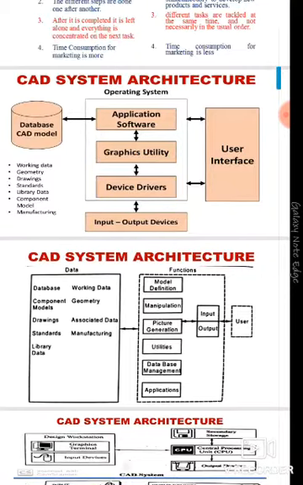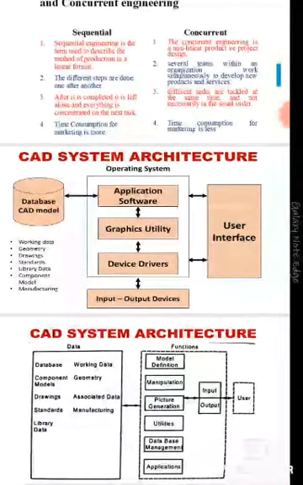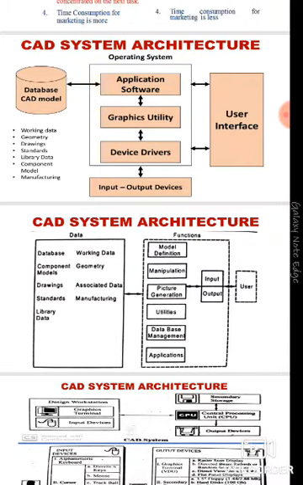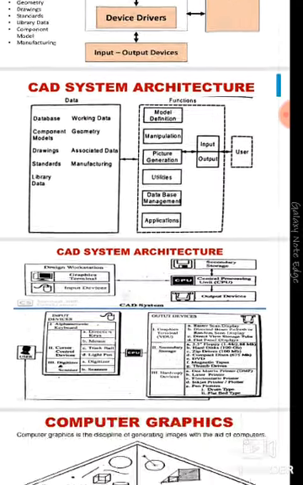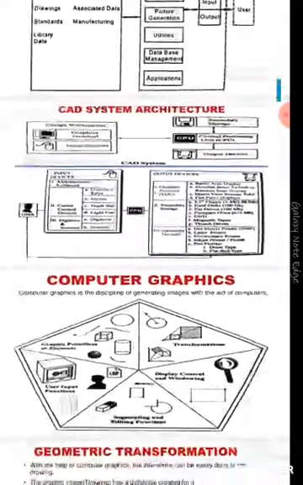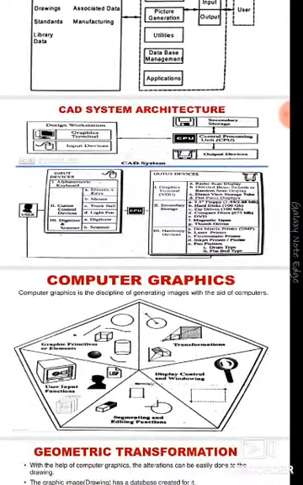CAD system architecture data. The first one is the basic method. The other one is the new method of architecture: model definition, manipulation, picture generation, utility, database, application, input output users. The data is database, working data, component models, geometry, drawing, standard, library data, association data, manufacturing. This briefly explains CAD system architecture.